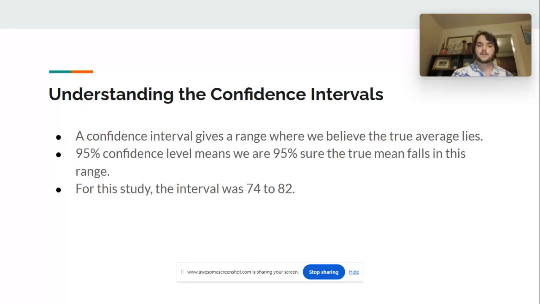So understanding confidence intervals, our first method. A confidence interval gives us a range where we believe the true value lies. So a 95% confidence level means that we are 95% sure the true mean falls in this range, which is pretty accurate. And for the question posed in this study, the interval that I found, which I'll explain in a second, was 74 to 82. That was where the 95% sure lies.